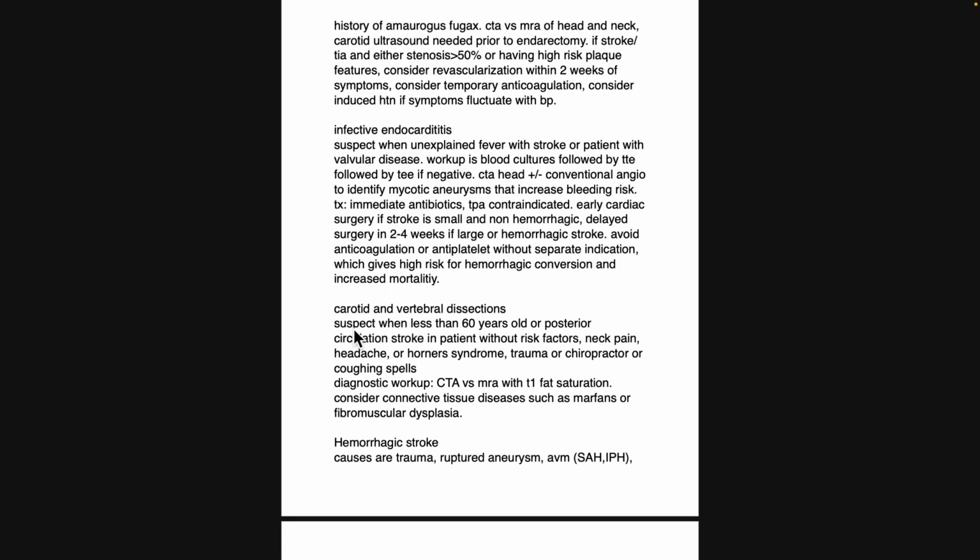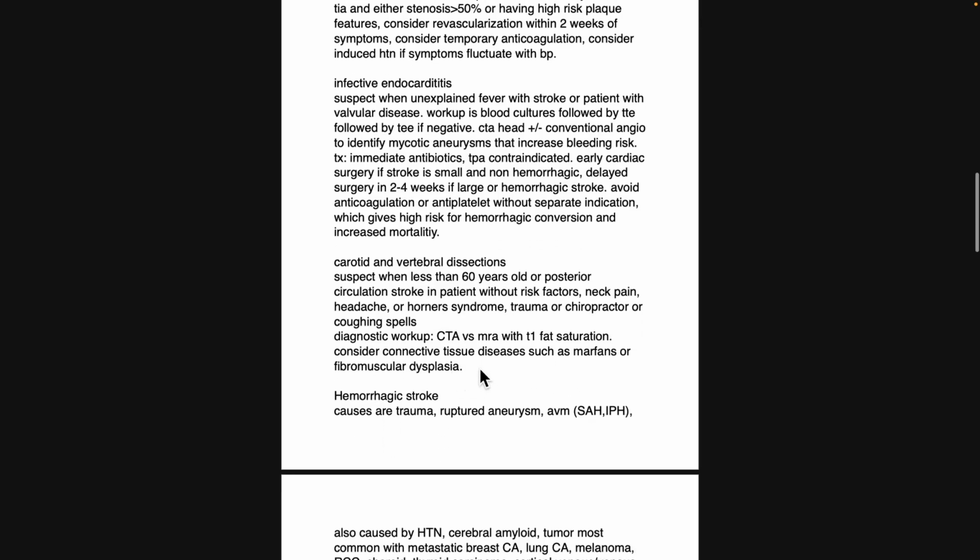Other types of embolic stroke include carotid and vertebral dissections. You can suspect this when the patient is less than 60 years old, or has a posterior circulation stroke in patients without risk factors. If they have neck pain, headache or Horner syndrome, trauma or a recent chiropractor appointment, or coughing spells. The diagnostic workup for this is CTA versus MRA with T1 fat saturation. You can also consider connective tissue diseases such as Marfan's or fibromuscular dysplasia. These are basically problems with collagen, which can make your arteries more susceptible to dissection.